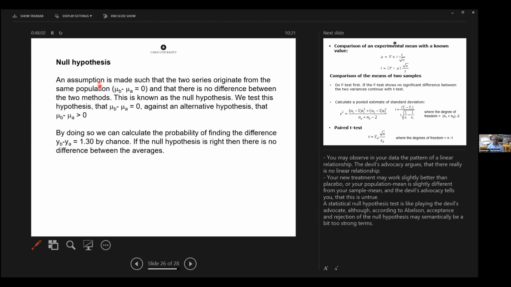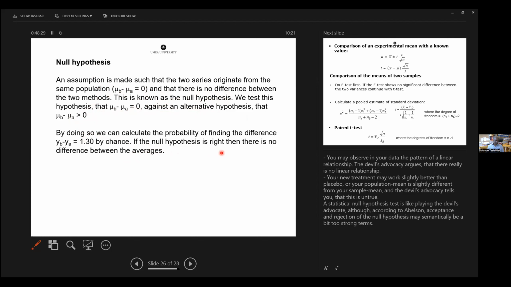The null hypothesis says that there is no difference between these two averages. So an assumption is made such that the two series originate from the same population and that there is no difference between the two methods. This is known as the null hypothesis. We test this hypothesis against an alternative hypothesis, that is, there is a difference. By doing so, we can calculate the probability of finding the difference by chance. If the null hypothesis is right, then there is no difference between the averages.